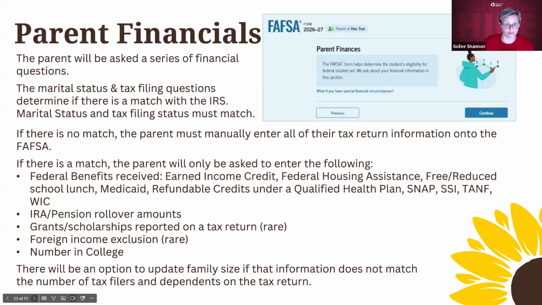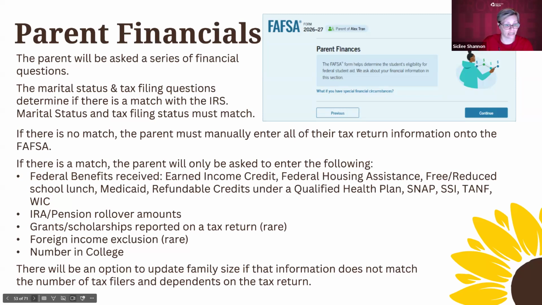If there is a match, they're only going to be asked specific questions such as federal benefits received. These could be questions such as earned income credit. Is the parent receiving any type of federal housing assistance, SNAP, TANF? Are they on WIC? Were there free lunches involved, Medicaid? It's going to ask questions like the IRA and pension rollovers, grants, scholarships reported on a tax return. This is something that is rare. It is going to ask about foreign income or income earned in Puerto Rico, which again is rare.